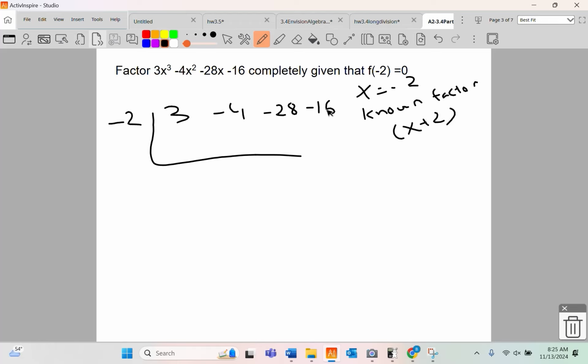I want you to notice that you're getting down to a quadratic. Actually, one of the goals of synthetic division is to reduce to a quadratic. This quadratic you can factor or use the quadratic formula. Same form as from quadratics.